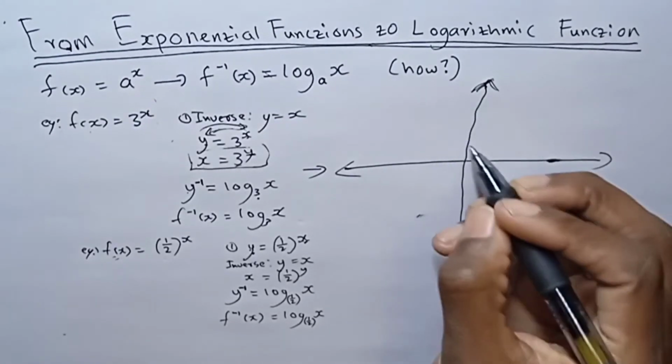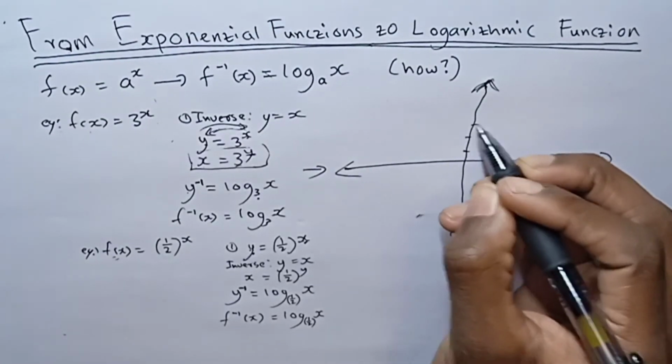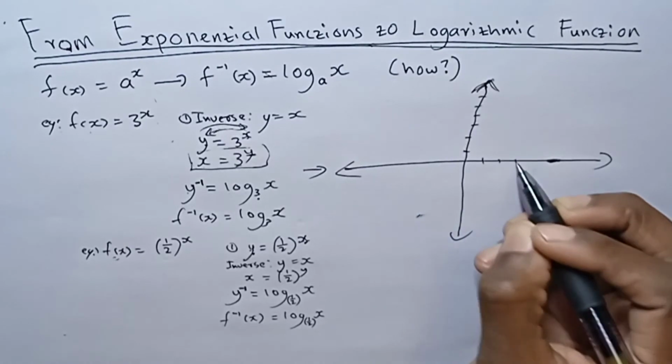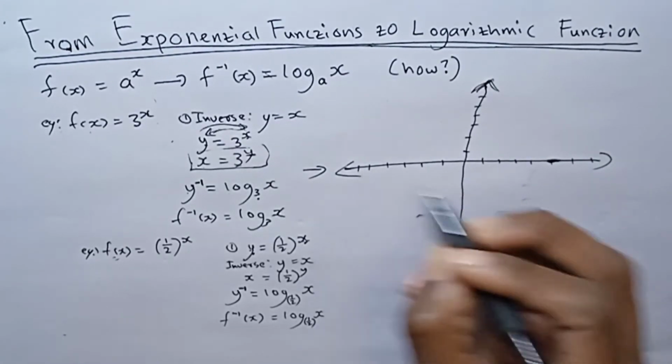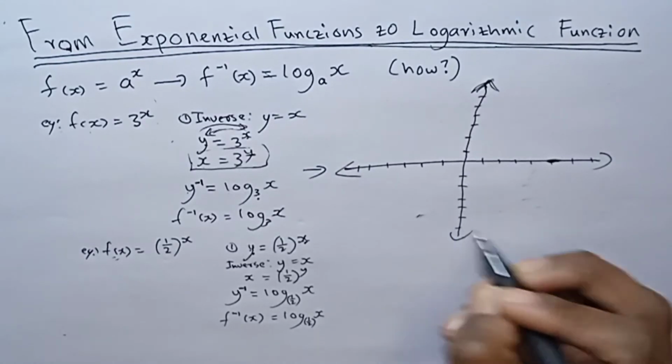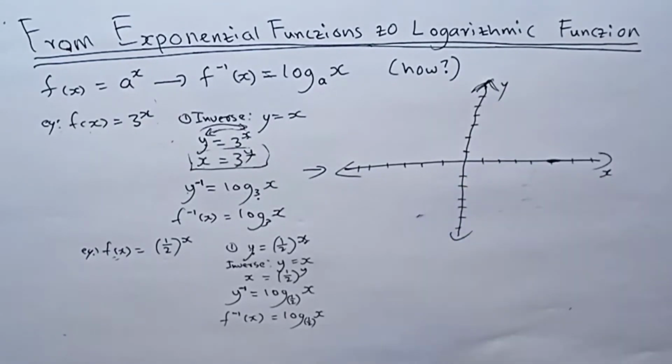I've never seen one. So yes, I have 1, 2, 3, 4, 5, 6, and 1, 2, 3, 4, 5, 6, 7, then negative 1, negative 2, negative 3, negative 4, negative 5, negative 6. This is the x-axis, this is the y-axis, right?